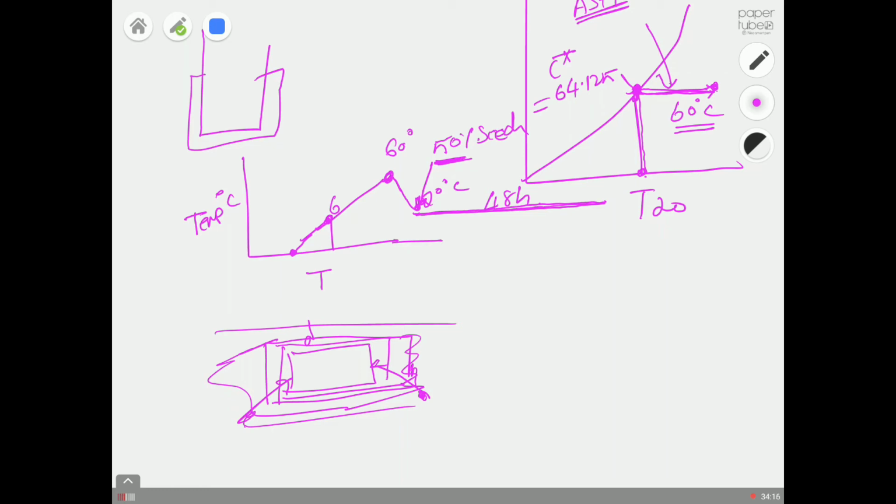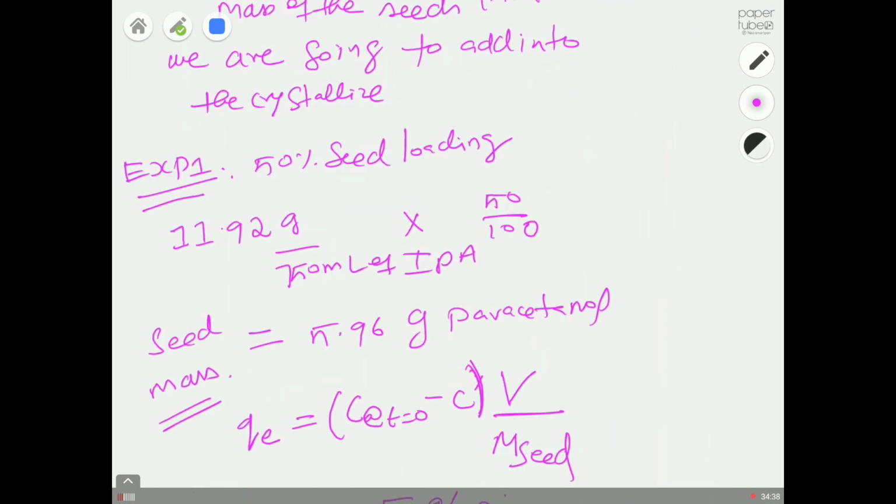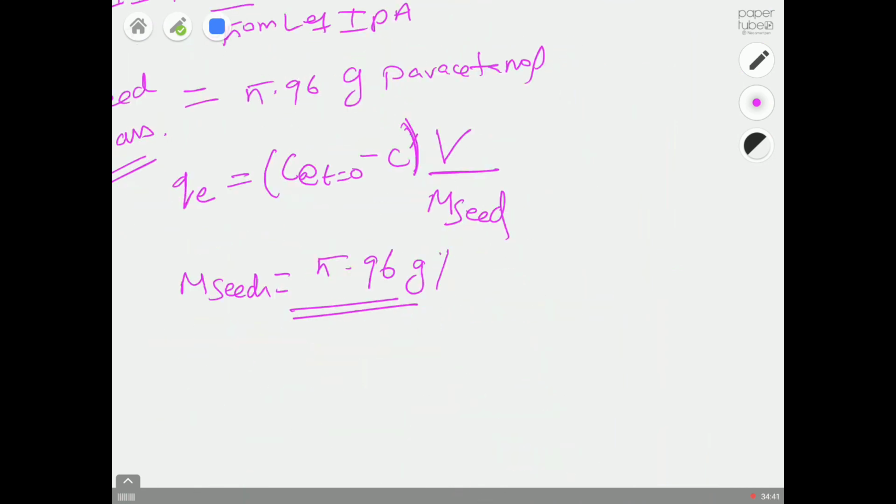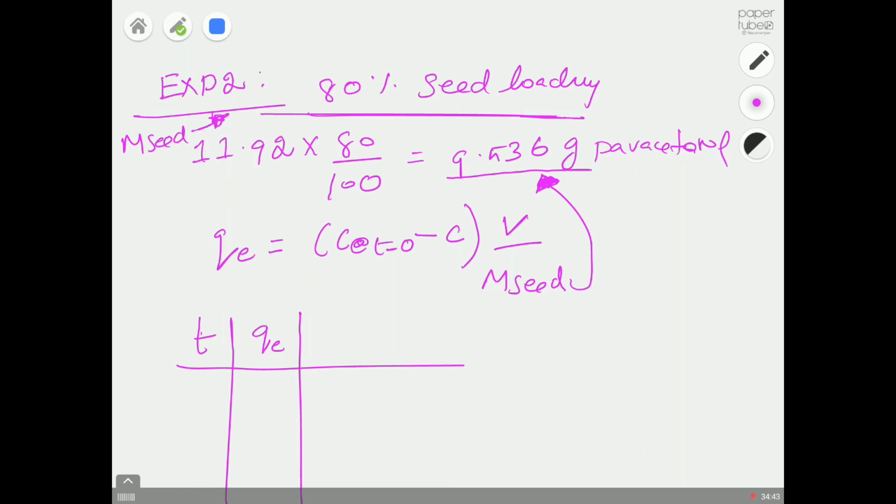Once the temperature reached the working temperature, we seeded the crystallizer with some known mass of paracetamol. So in one experiment I used 50% seed, and in another experiment I used 80% seed loading. This roughly corresponds to how many grams of seeds: for the first experiment, this should correspond to 5.96 grams of paracetamol, and for 80% seed loading, the mass of seed should correspond to 9.536 gram of paracetamol. That's how we have to write it in the report.